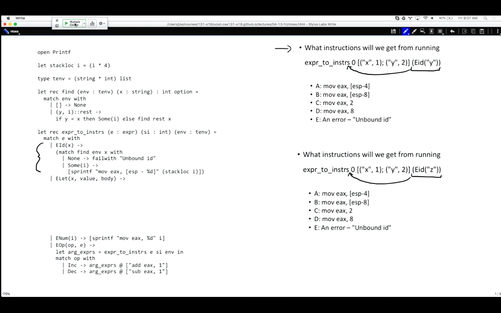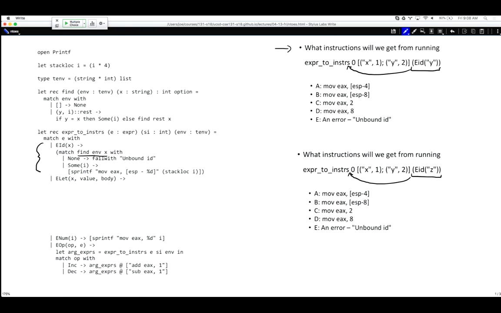What's happening here in the EID case is, we're going into the case I already highlighted that has EID as the match. We're going into expr_instructions, looking at an ID expression, and so the OCaml variable x is going to get the string y, because that's the thing inside the EID. Then the next thing that happens is we're going to process this call to find. Find is a reasonably well-named function. Find takes in one of these env things. Again, I haven't said what an env is.